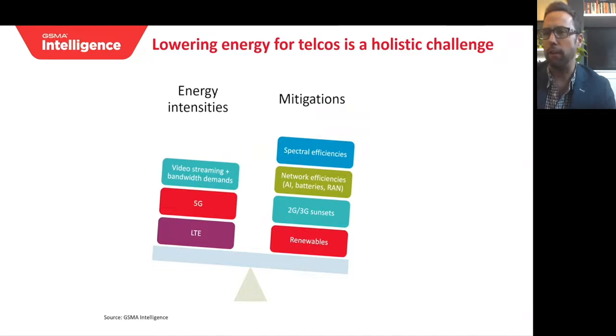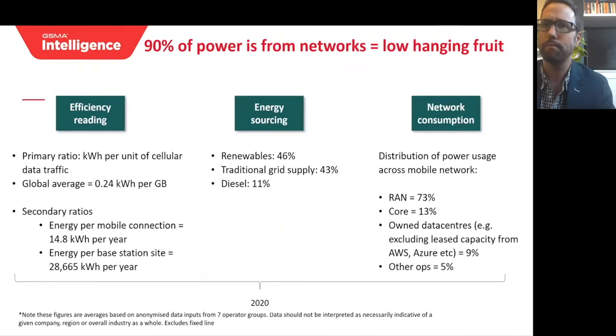But then when you look at the mitigations, in other words, how to get energy down and more sustainable, it comes down to a bunch of things, whether that's more efficient spectrum in the 5G new radio, a whole bunch of innovations in the network value chain, circularity in devices, retiring old network generations, the sunsets, and then most importantly, moving to renewables. So it's a multifaceted challenge. We can move to the next slide.